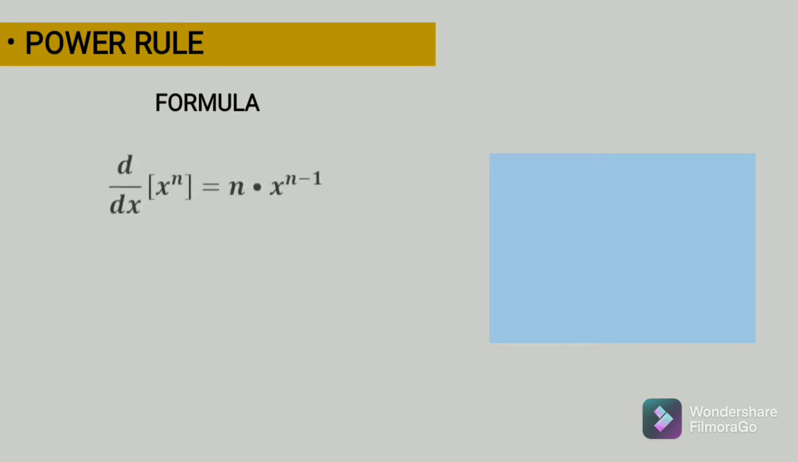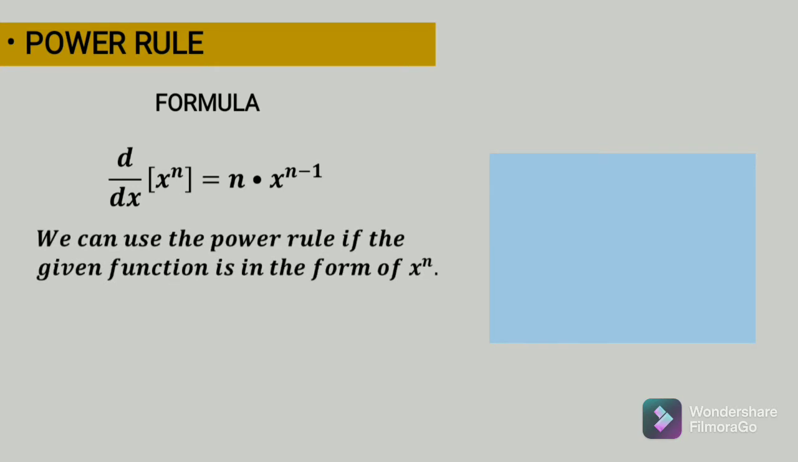So this is the formula of the power rule. The power rule says that the derivative of x to the power of n is equal to n times x to the power of n minus 1. We can use this rule if the given function is in the form of x to the power of n, like the example on the right side: x to the power of negative 1/2, where negative 1/2 is our n, x to the power of negative 3, where negative 3 is our n, x to the power of 4.